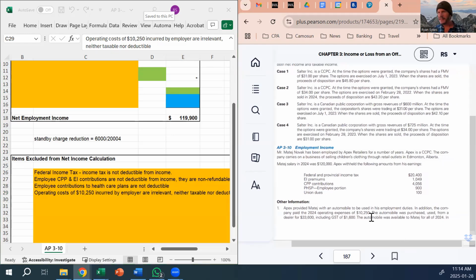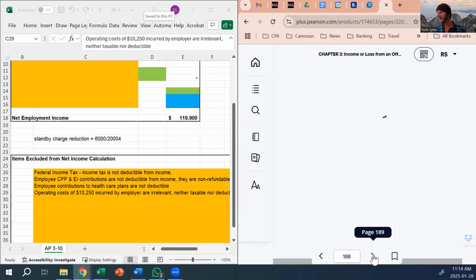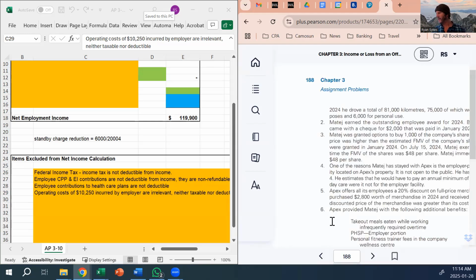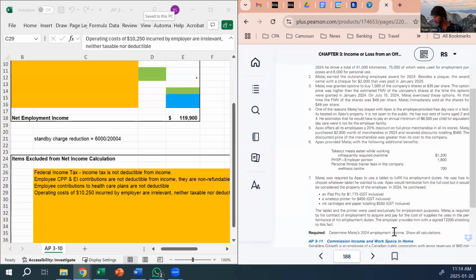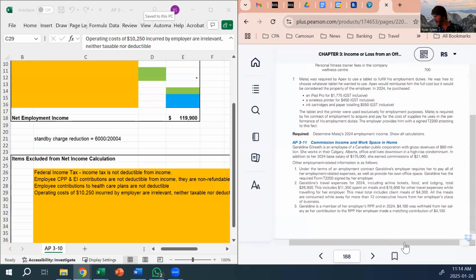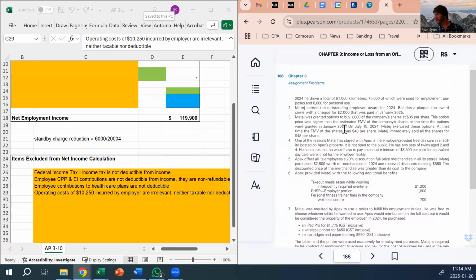Okay, so the automobile is available to Mate for all of 2024. That's great, 12 months. So I'm getting closer to being able to calculate what this guy's benefit is associated with the automobile. Do I have any more info up at the top? Yes, I've got to shrink this down a little bit so it's totally readable. There we go. So in 2024, he drove a total of 81,000 kilometers. It's a lot of kilometers, 75,000 of which were used for employment purposes and 6,000 for personal use. This is going to allow us to calculate this guy's standby charge.